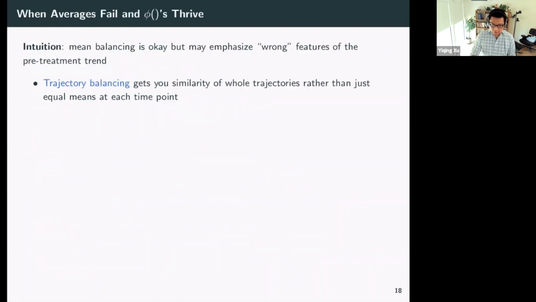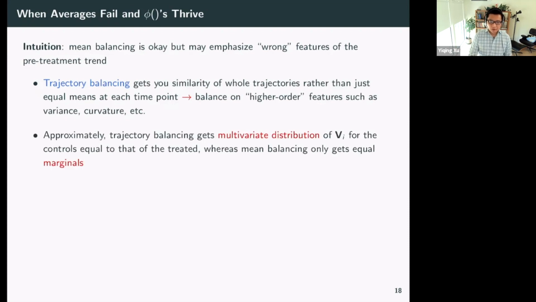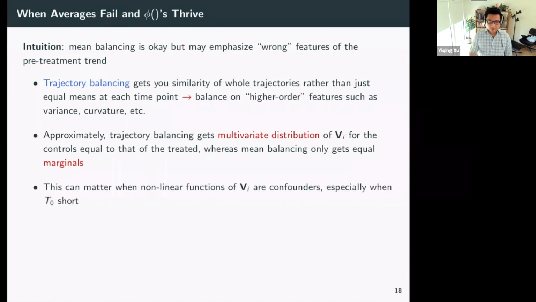The trajectory balancing, we call it trajectory balancing because it gets the entire joint distribution of pre-treatment outcome as similar as possible between treated and control units, instead of just getting the mean right. So you can understand this as balancing on higher order features, such as variance, curvatures, the shape of the curve, and so on and so forth. So it tries to balance on the multivariate distribution of V_i, of all the pre-treatment information. And this can matter when you have nonlinear functions as confounders, especially when the pre-treatment period is short.